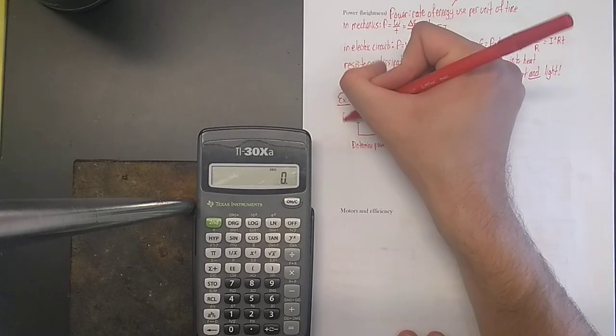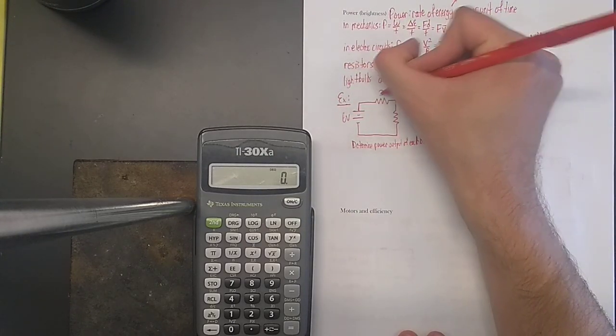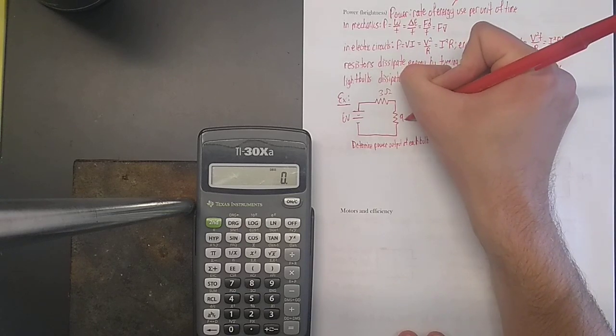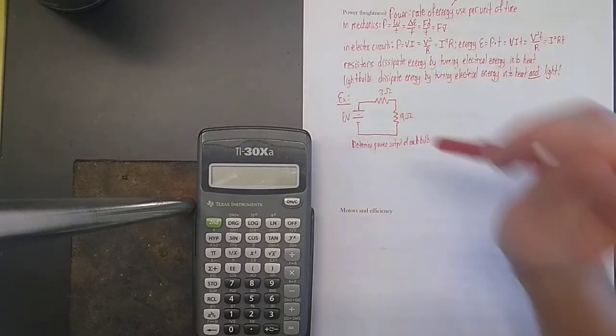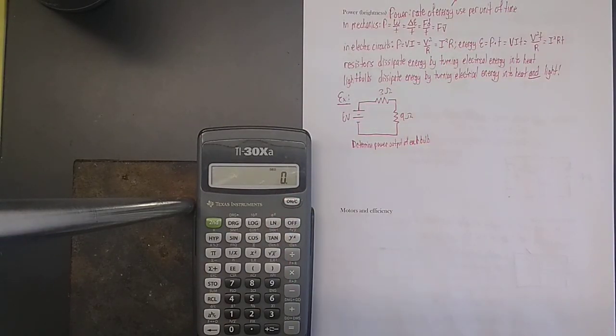Let's say that this is a 6-volt battery and we're dealing with a 3 ohm resistor here and a 9 ohm resistor here. Okay, we want to determine the power. Well, we do have the resistances for both of these bulbs, 3 ohms and 9 ohms, but what we don't know is either the voltage drops for them or the current.